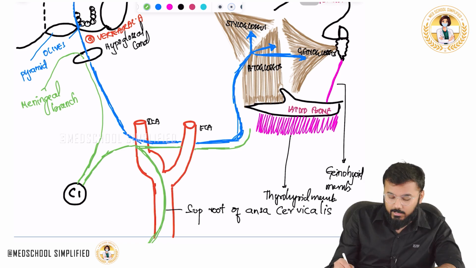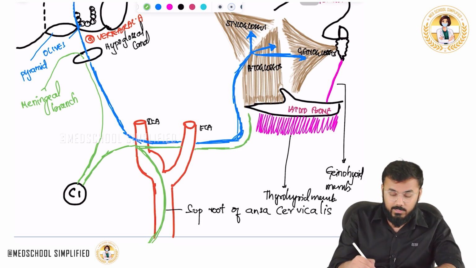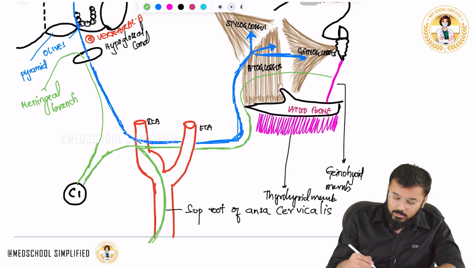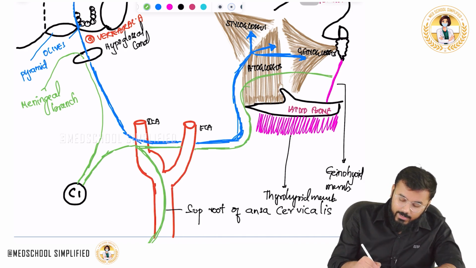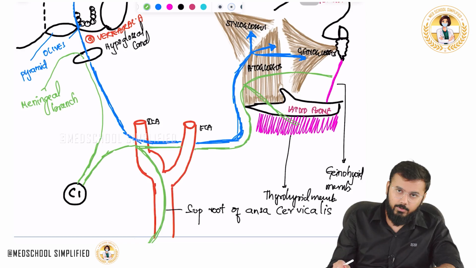Okay, and what is actually happening over here is that this particular nerve from the C1 goes all the way, does not supply any of the muscles, rather it will go and innervate this particular structure called geniohyoid. At the same time, it would also innervate your thyrohyoid. So these are all the important things which you need to know over here.